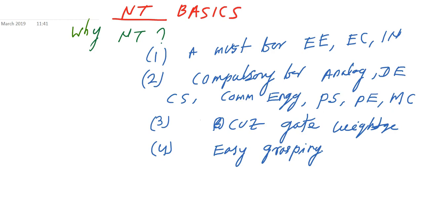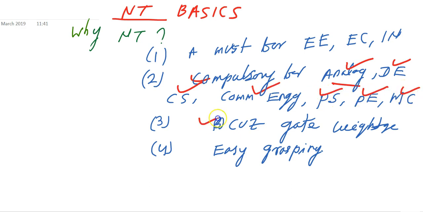We are going to discuss network basics. Why do you want to study network theory? It is a must for electrical engineering, electronics engineering, and instrumentation engineering. It is a compulsory requirement for analysis of analog electronics, digital electronics, control system, communication engineering, power system, power electronics, machines. GATE weightage is 7 to 10 marks. It is relatively easy to grasp, and there are chances of scoring full marks in the GATE and ESE exam.